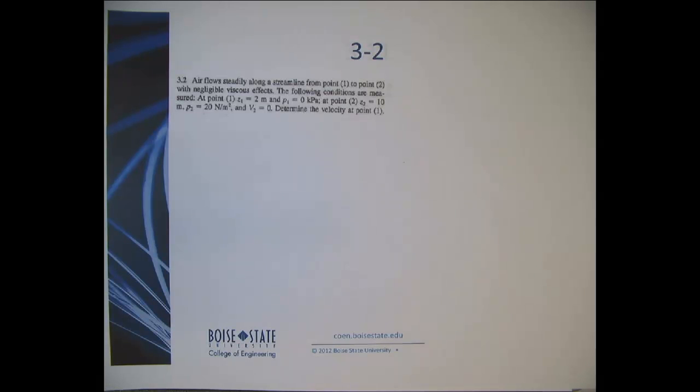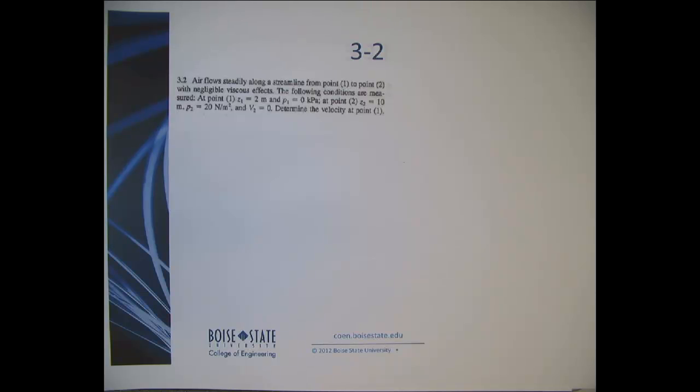Let's look at a problem which is problem 2 from your book, Chapter 3. The given air flows steadily along a streamline from point 1 to point 2 with negligible viscous effects. The following conditions are measured. You're given at point 1 a z, a p, and at point 2 you're given a z, a p, and a velocity which is 0. And you're asked to determine the velocity at point 1.